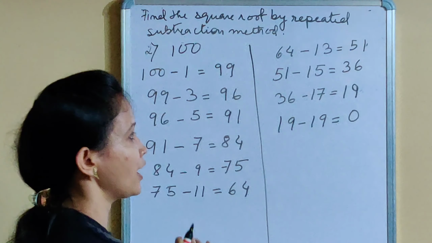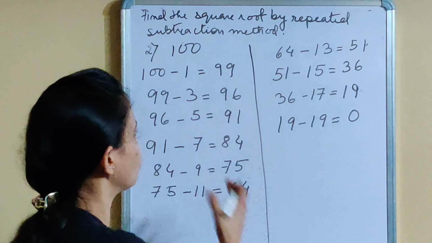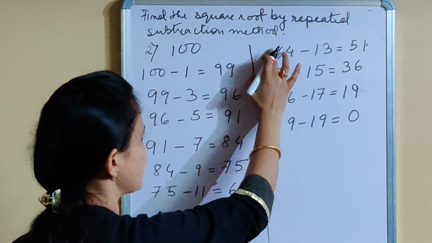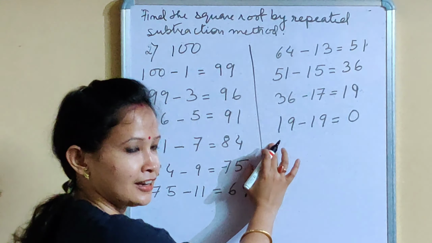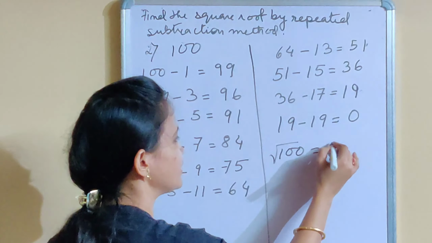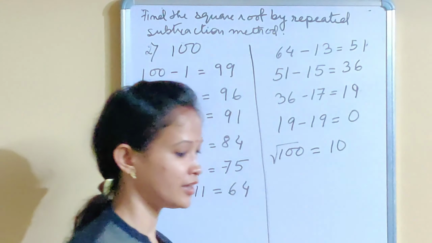So you see after how many steps we are getting 0. 1, 2, 3, 4, 5, 6, 7, 8, 9, 10. So the square root of 100 is 10. Okay, so it's so easy.